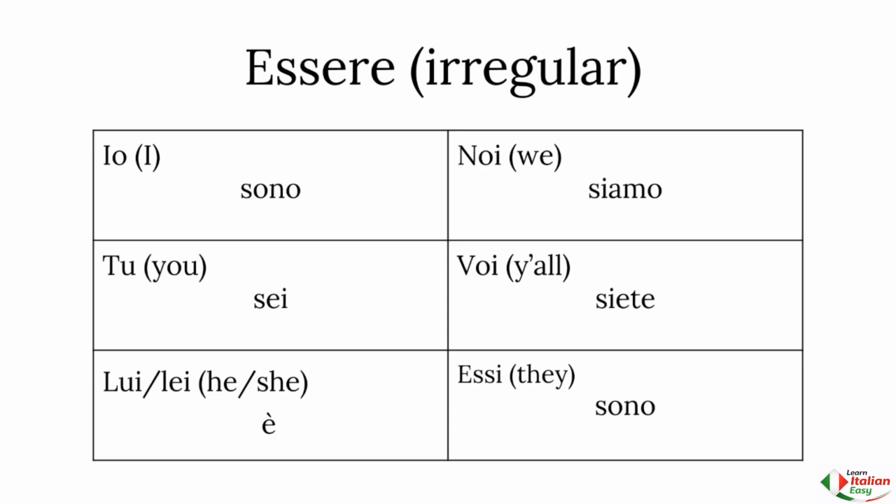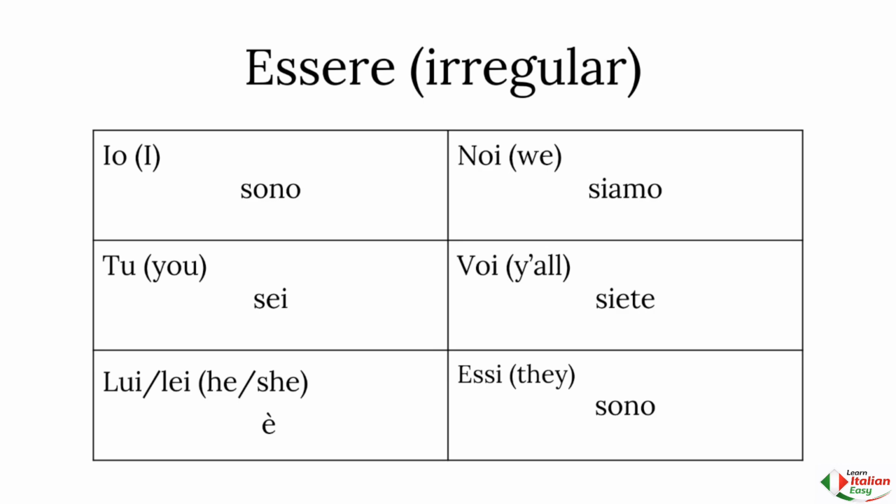Io sono. Tu sei. Lui, lei è. Always remember the accent. Because if you don't put the accent, this word becomes e. E means and in Italian. So that's why the accent is very important. Noi siamo. Voi siete. Essi sono.